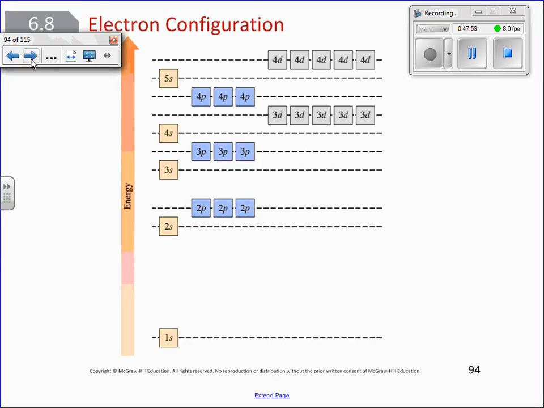1s, 2sp, 3spd, 4spdf, 5spdf. Technically, theoretically, there's a G and an H, but we don't need it. 6spdf, 7spdf.